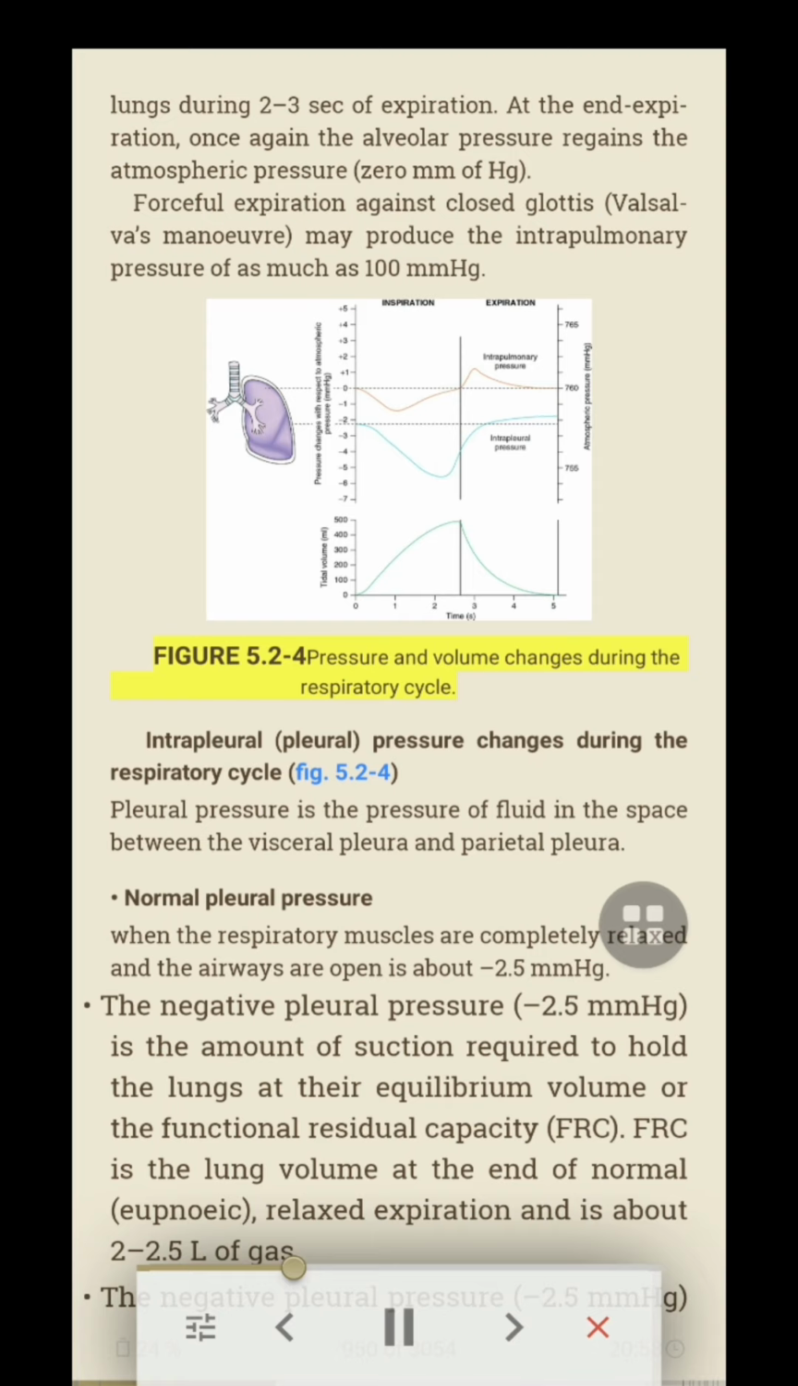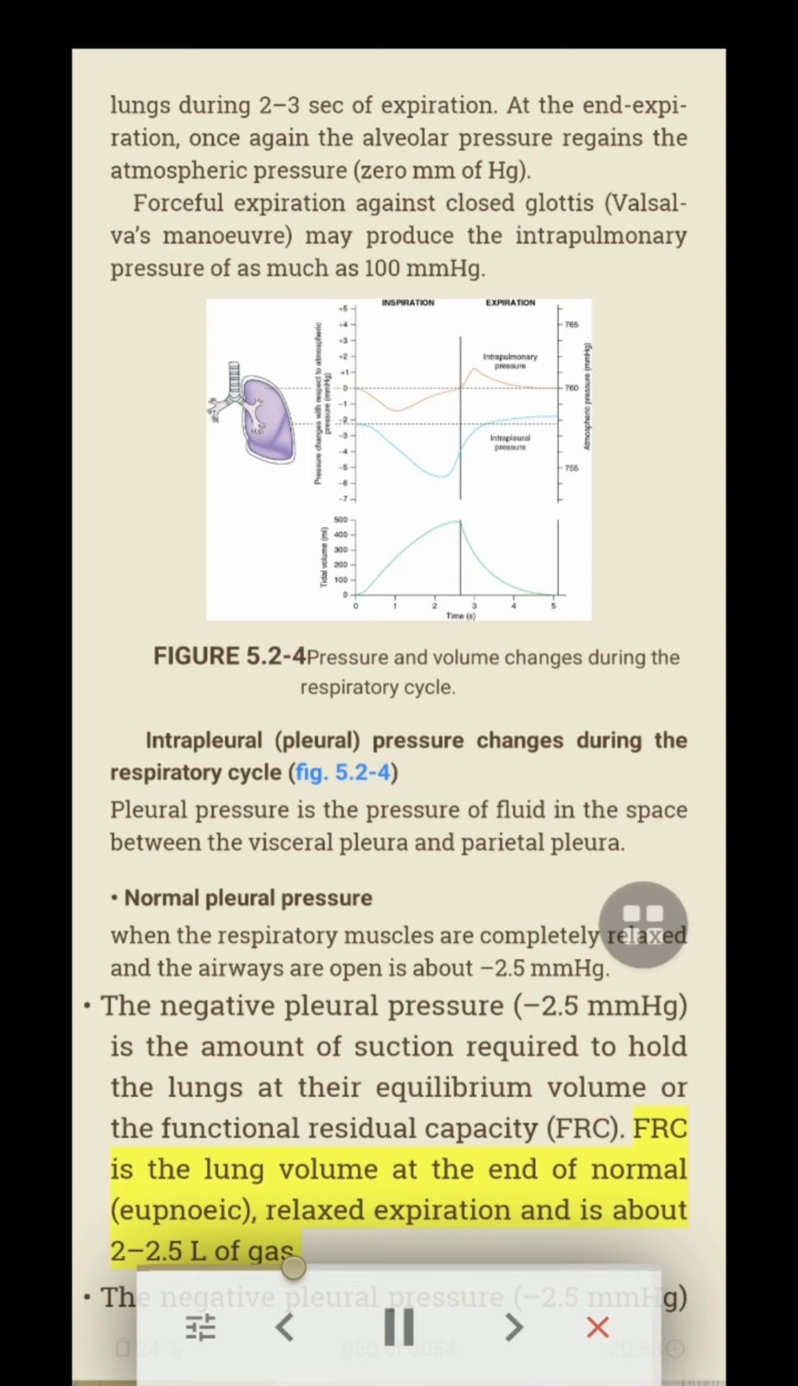Figure 5.2-4: pressure and volume changes during the respiratory cycle. Intrapleural pressure changes during the respiratory cycle. Pleural pressure is the pressure of fluid in the space between the visceral pleura and parietal pleura. Normal pleural pressure, when the respiratory muscles are completely relaxed and the airways are open, is about -2.5 mmHg. The negative pleural pressure, -2.5 mmHg, is the amount of suction required to hold the lungs at their equilibrium volume or the functional residual capacity, FRC.